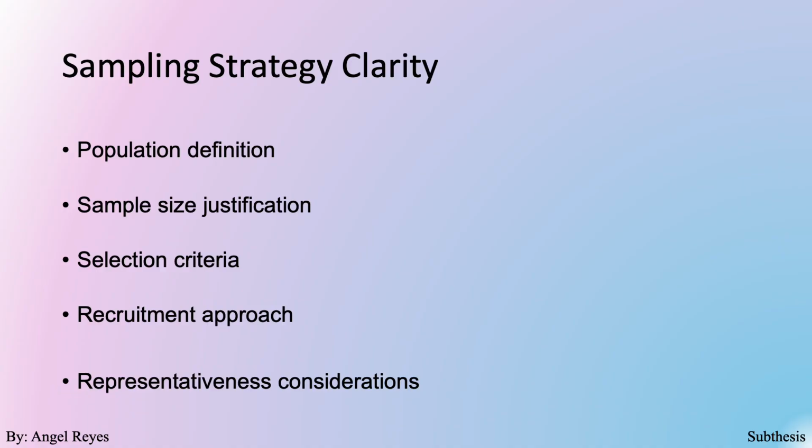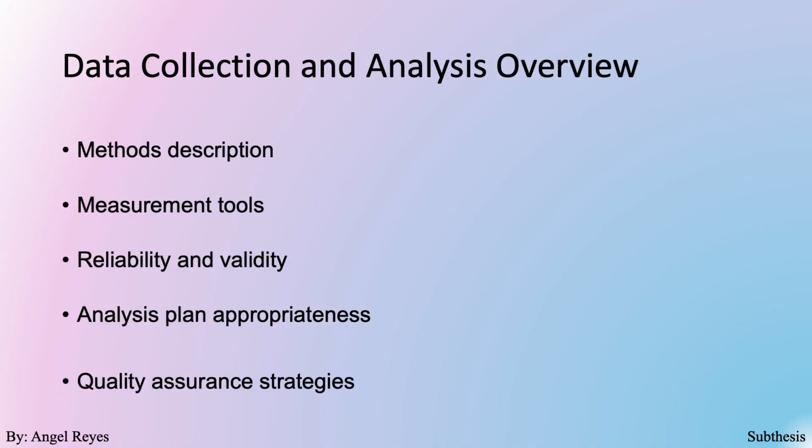Describe your recruitment plan. How will you reach potential participants? What methods will ensure diversity or accessibility? If representativeness is a goal, describe how your approach supports that. Even in qualitative work, sampling clarity shows rigor and thoughtful planning.